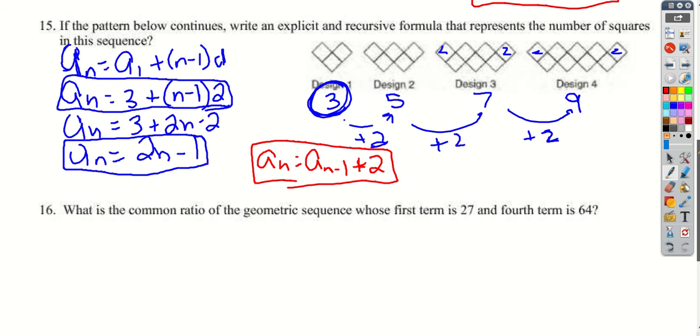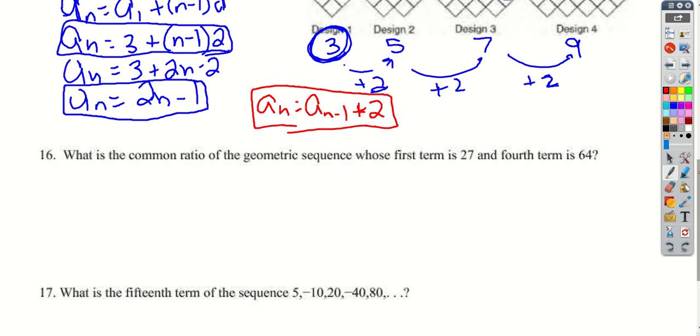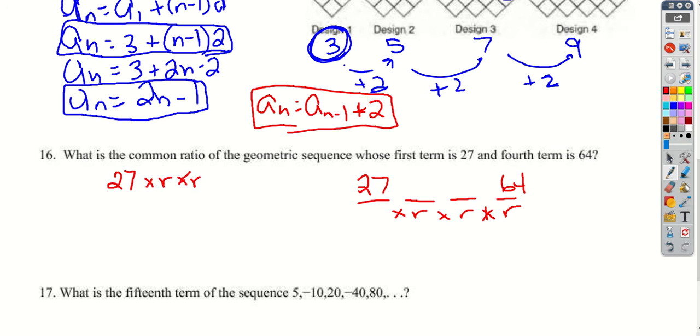All right, what is the common ratio if the first term is 27, and the fourth term is 64? We're essentially doing the same thing here. So the first term is 27, the fourth term is 64, and so I need to do times r, and times r, and times r to get to 64. So 27 times r times r times r is equal to 64. This would be 27r to the third, and then we would just solve this equation. I will not ask you something like this tomorrow. I will ask you something about the arithmetic one though.